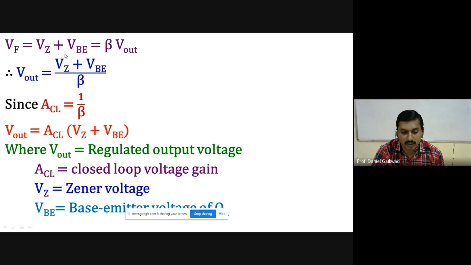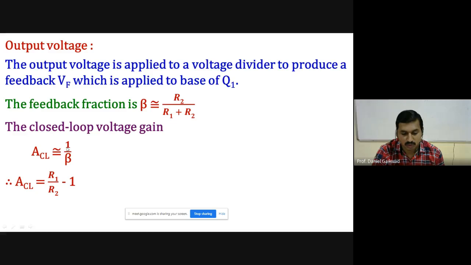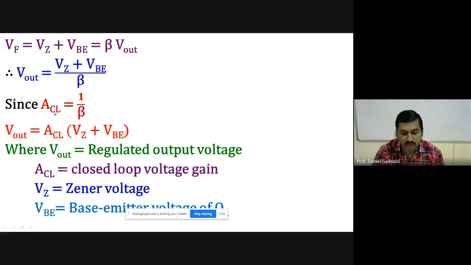So beta will be taken to the left hand side, divide. So Vz plus VBE divided by beta, and this is the formula for V out here. Now since ACL is equal to 1 upon beta, we replace 1 upon beta in the V out formula as ACL. So V out is equal to ACL, the closed loop gain, into Vz plus VBE.